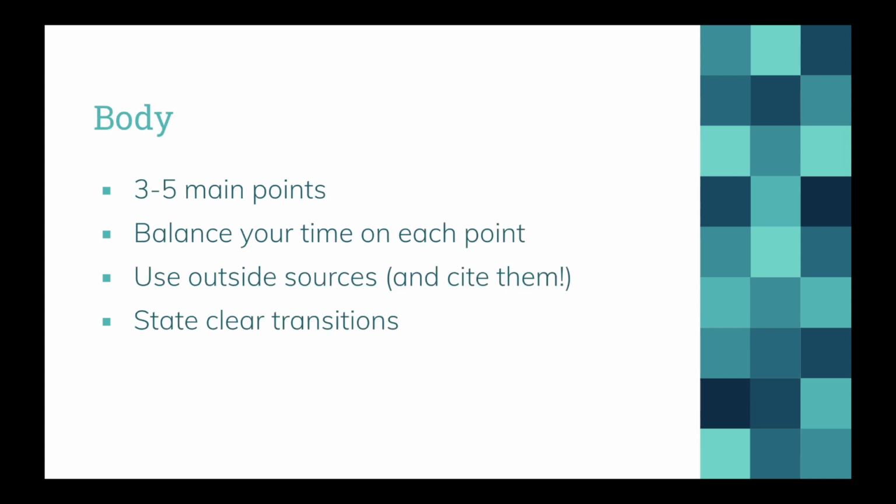The next part of your speech is the body. This usually consists of 3 to 5 main points that support your thesis statement or main argument. Make sure you balance your time on each point so you don't have one point overloaded and another point not even covered. Use outside sources to build your ideas, and make sure to always cite them. When moving from one point in your body to another, make sure it is clear that you are making that transition. Even saying something as simple as, now we will be talking about the conclusion, can make your transitions clear.